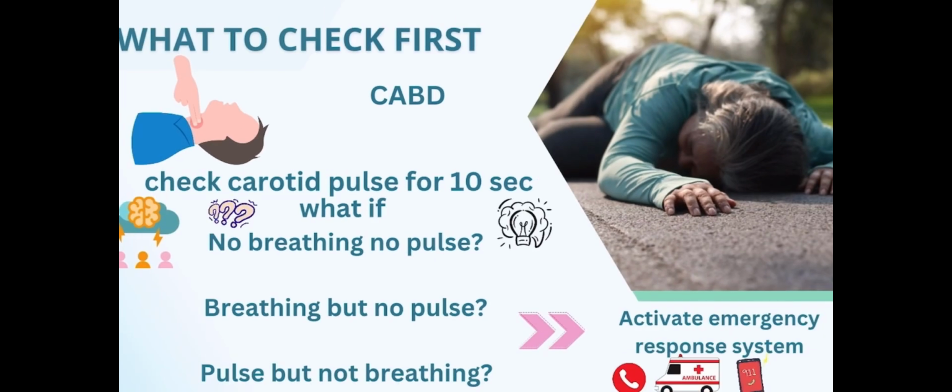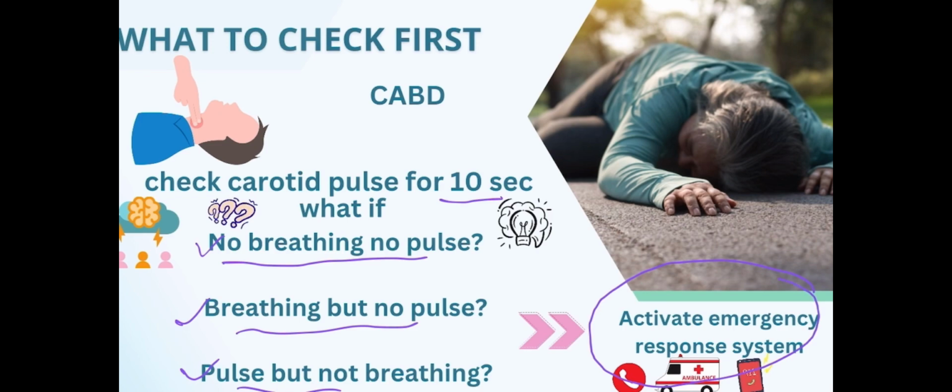Now, what to check first? It is C-A-B-D now, which is circulation, airway, breathing, and then defibrillator. Which pulse do you have to check? The carotid pulse. For how many seconds? For 10 seconds. And in this category, 3 scenarios might happen: no breathing and no pulse, breathing but no pulse, and pulse but no breathing.